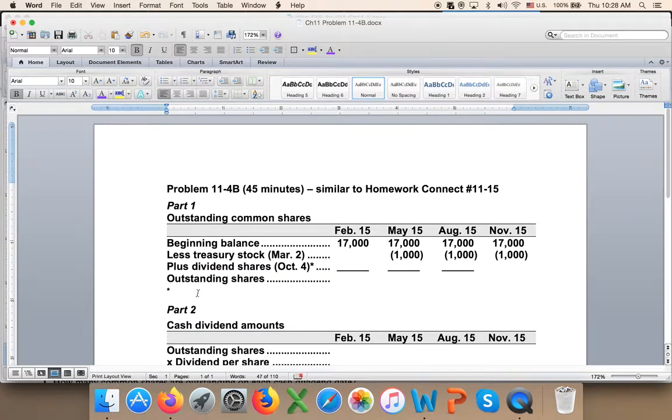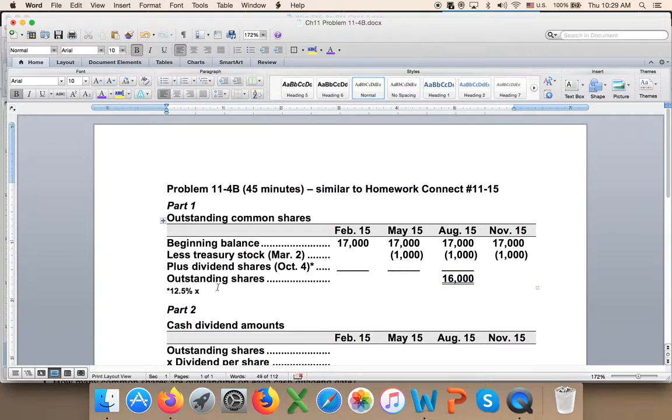So it's 12.5% of how many shares did we have? So right here we had 16,000 shares on August 15th and nothing changed. So on October 4th we also had 16,000 shares, right?